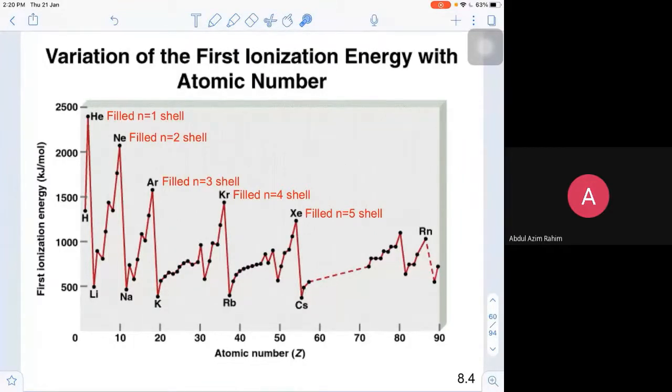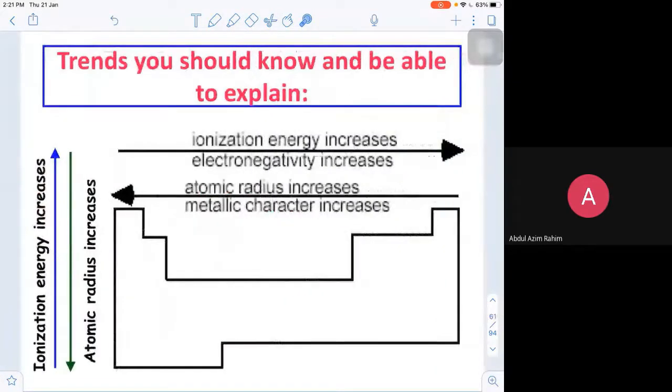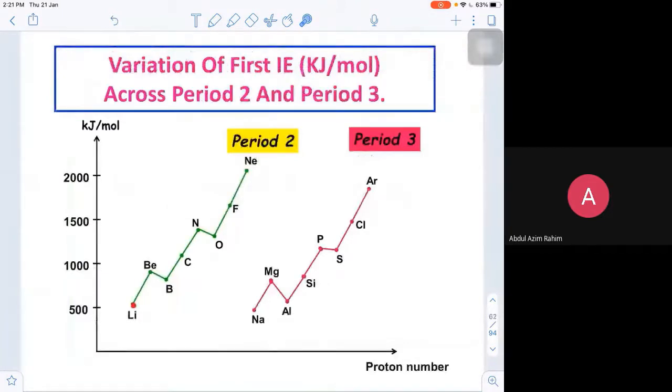So if we zoom in to the period 2 and period 3 elements, we will observe there are some spots that show anomalies or irregularities. If we zoom in, we have lithium to neon. Generally, it follows the trend which is increases across period 2. Same goes with period 3, increases from sodium to argon. However, we observe that there are irregularities here between magnesium, aluminium, phosphorus, sulfur, beryllium, boron, and also nitrogen, oxygen.